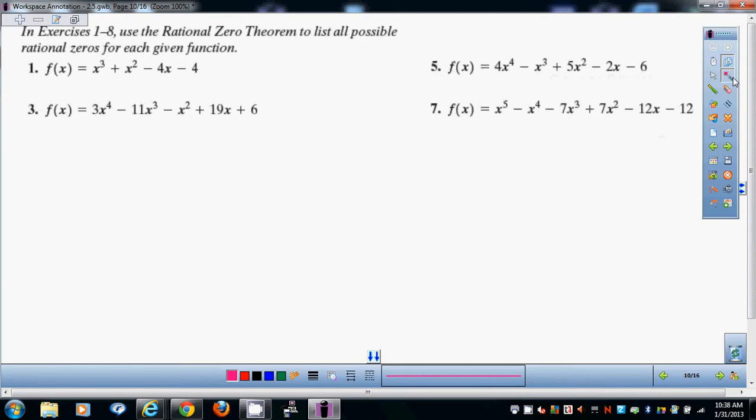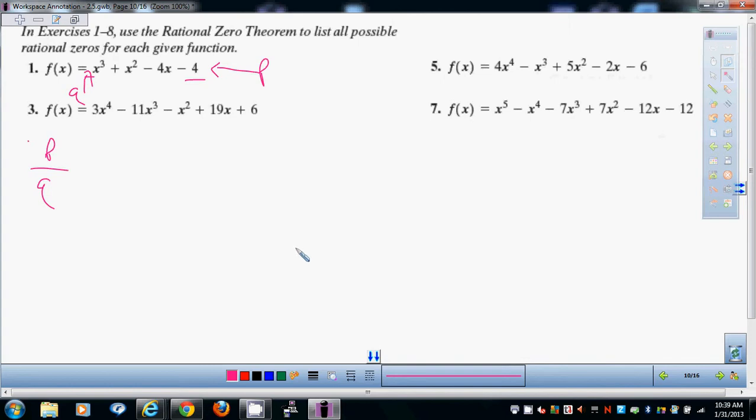Any of those are rational numbers. And the rational zero theorem states, if you are going to have a rational root to a function, it is going to be of the form p over q, where p are the factors of your last term, and q is the coefficient of your first term. The rational zero theorem says, if you're going to have a rational root, it's going to be of the form p over q, where p is your last number, and q is your leading coefficient, which in this case is 1.